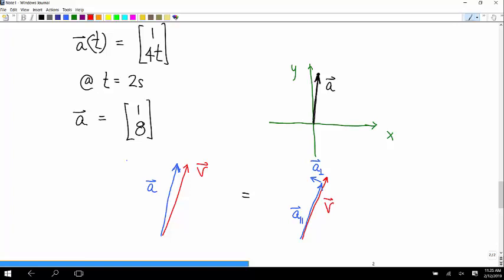Okay, so what do we know about the object's motion at this instant? Exactly. It's moving in this direction at this instant, right? That's what the velocity says. And it's speeding up because the parallel part of the acceleration is in the same direction as the velocity. And it's turning this way because the perpendicular part is to that side of the velocity.